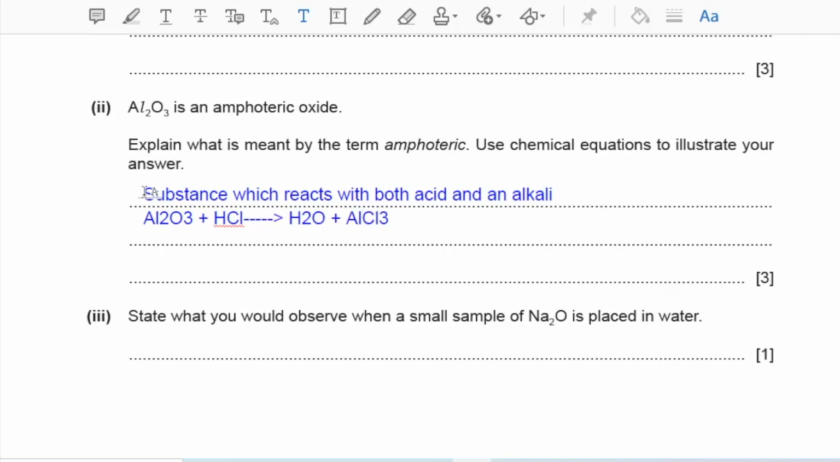while aluminium oxide reacting with a base, acting as an acid, suppose NaOH, this gives water plus NaAl(OH)4. Now I need to balance this equation.